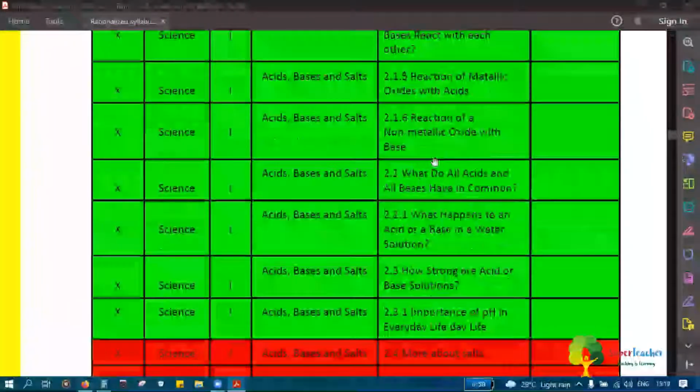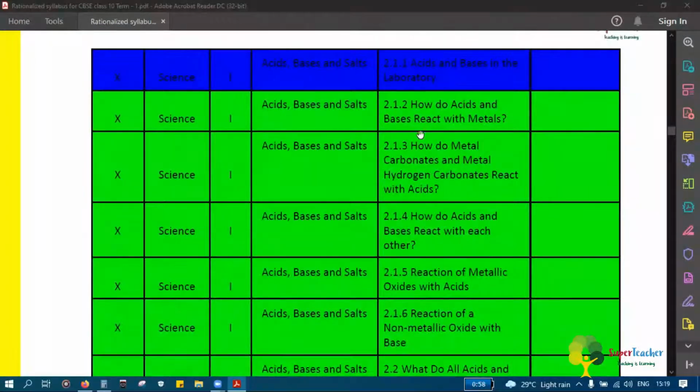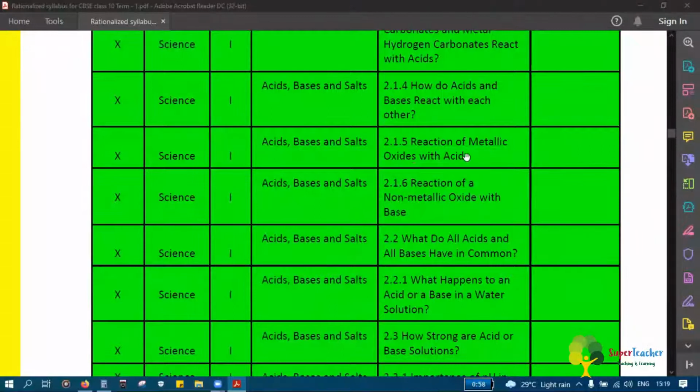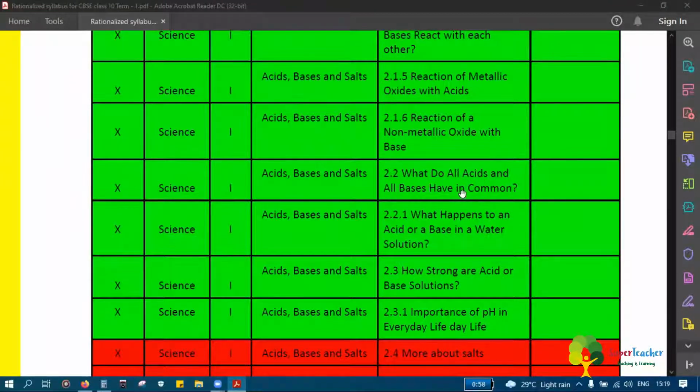Right after that, almost everything is there related to acids and bases: reaction of acids with the metals, with the bases, and then reaction of metallic oxides with acids, reaction of non-metallic oxides with base, and what all acids and all bases have in common.